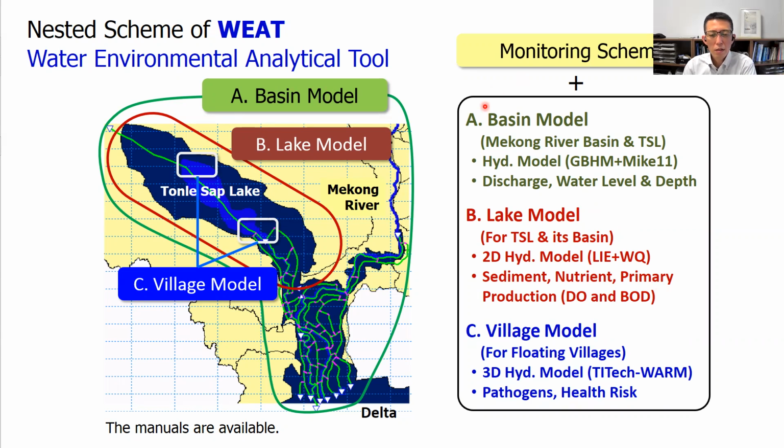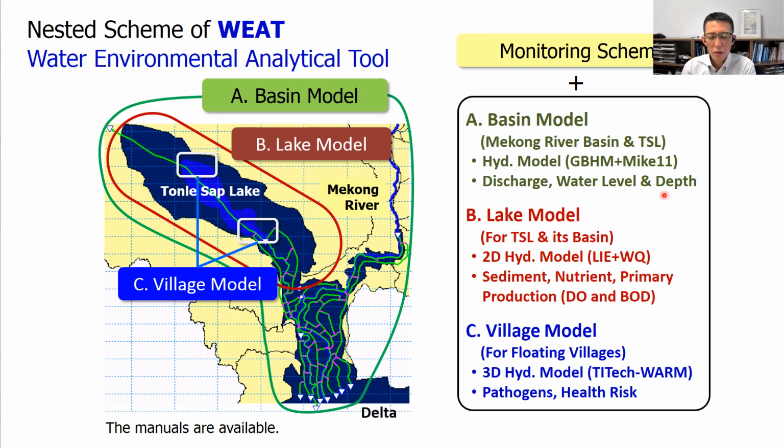So first, we set up the monitoring scheme, including remote sensing. And then by getting the environmental data from that monitoring, we set up three different types of models. The first one is the basin model, the second the lake model, the third the village model. They have different spatial coverages. For example, the first one, the basin model, covers the whole Mekong River Basin, including the Tonle Sap Lake.